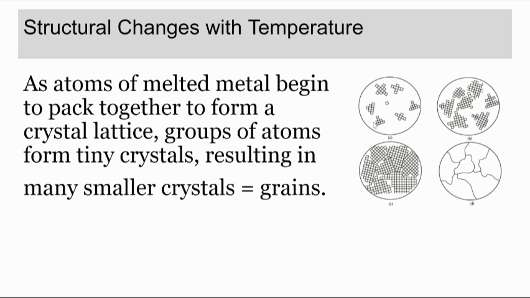So we can see that our structural changes occur with temperature, because as atoms are melted, that melted metal is going to begin to pack together to form the crystal lattice. We're going to start to have those seed crystals and the early groups of atoms forming tiny crystals, which is going to result in grains. And those grains are going to grow until they reach other crystals and they are forced to stop. And that's what creates the grain boundaries and our polycrystalline material.